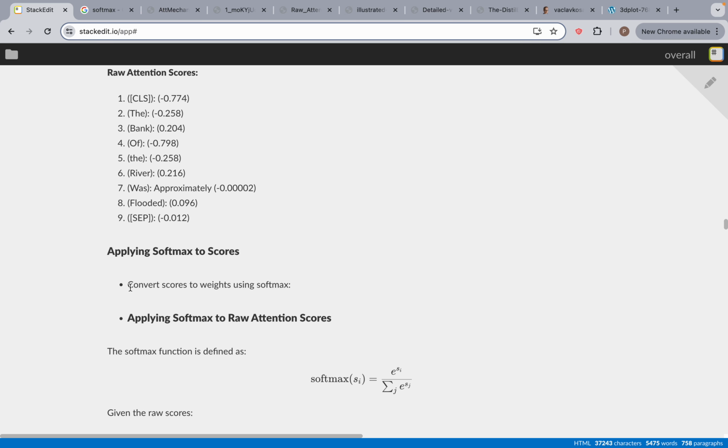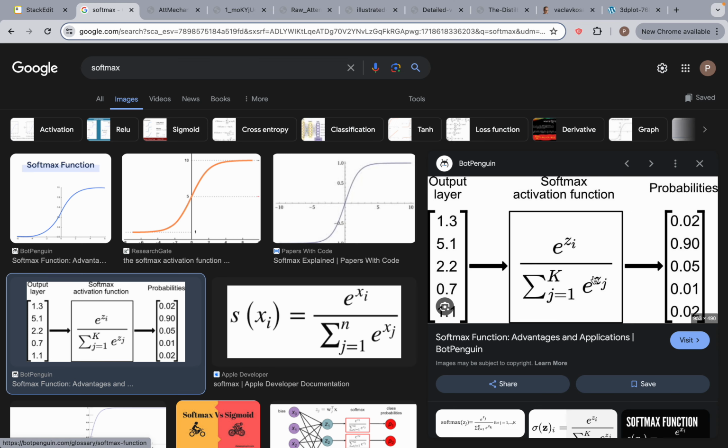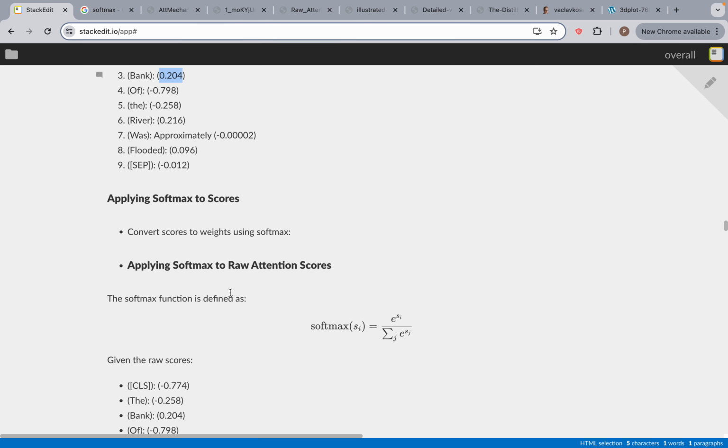So over here, we convert these raw attention scores using softmax. You can see convert scores to weights using the softmax. So think of it this way. We're taking these values, this negative 0.74, negative 2.58, 0.204, and we're basically doing this exact same thing with it, okay? We're going to sum them all up, and then we're going to look at them individually to see the probability, okay? So this is the softmax function defined, as you can see over here.